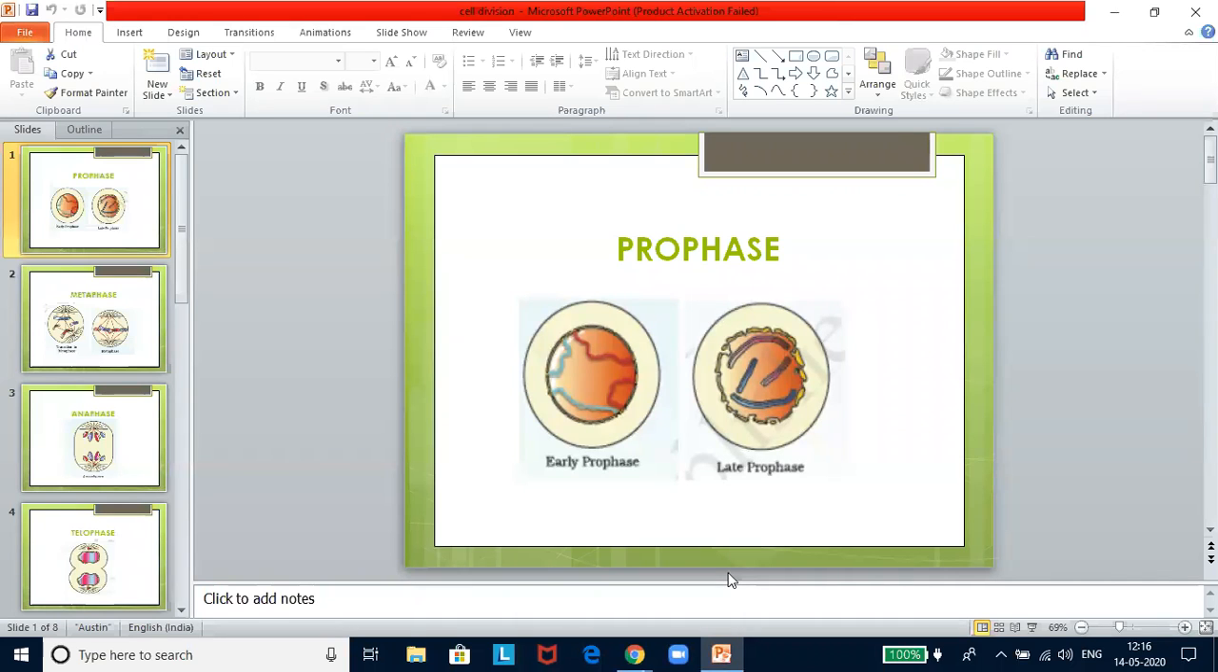Now this is prophase. Pro means beginning, so it is the beginning phase. The chromatin network begins to uncoil and each chromosome becomes distinct as a thread-like structure. Each chromosome at this stage has two chromatids that lie side by side and are held together by a centromere. The nucleus gradually disappears. The nuclear membrane also starts disappearing. So this is the diagram of an early prophase. This is the diagram of a late prophase.